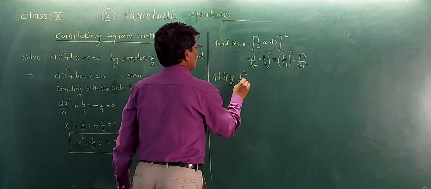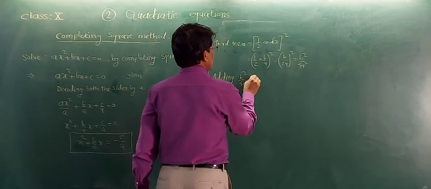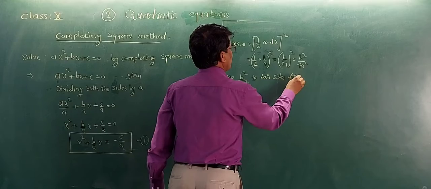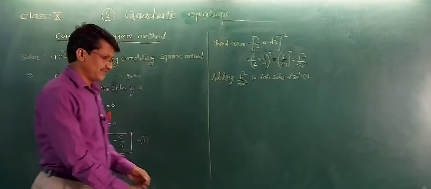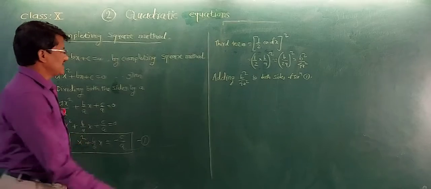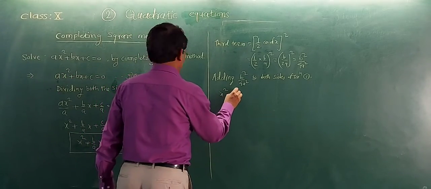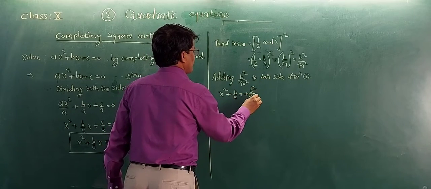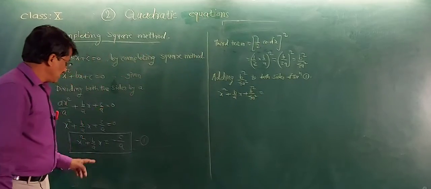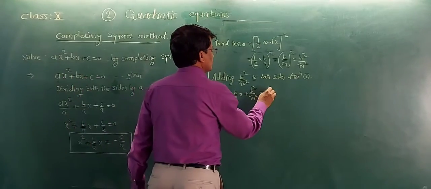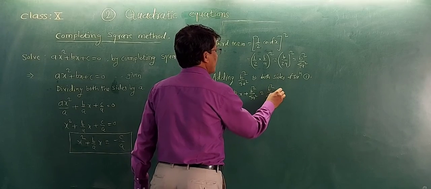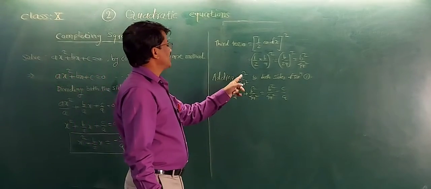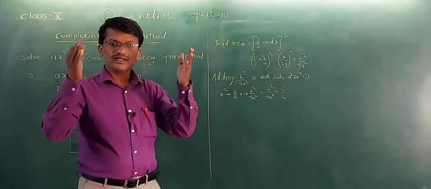Adding b square upon 4a square to both the sides of equation number first. Here LHS is x square plus b upon a x plus b square by 4a square. This is equal to, in the same way, b square upon 4a square minus c by a. So we have to add the b square by 4a square to both the sides.